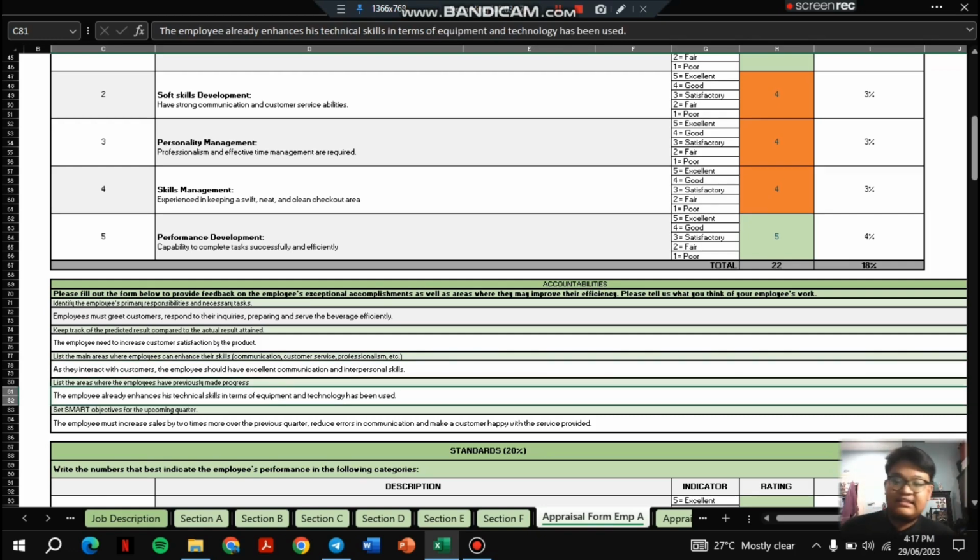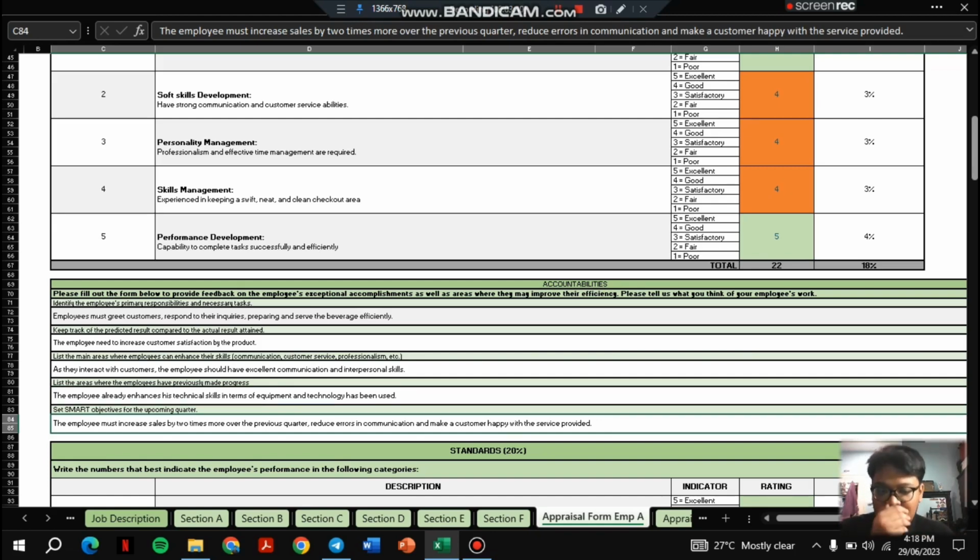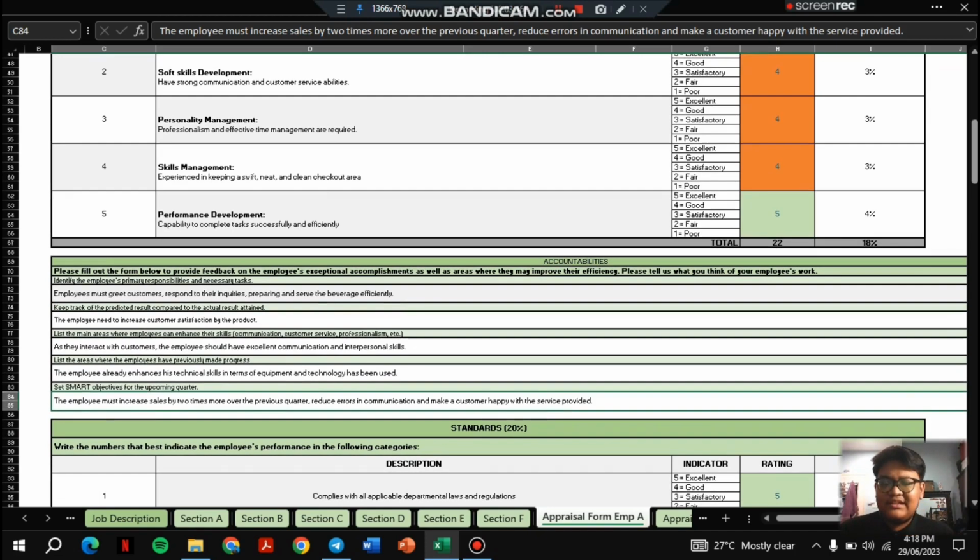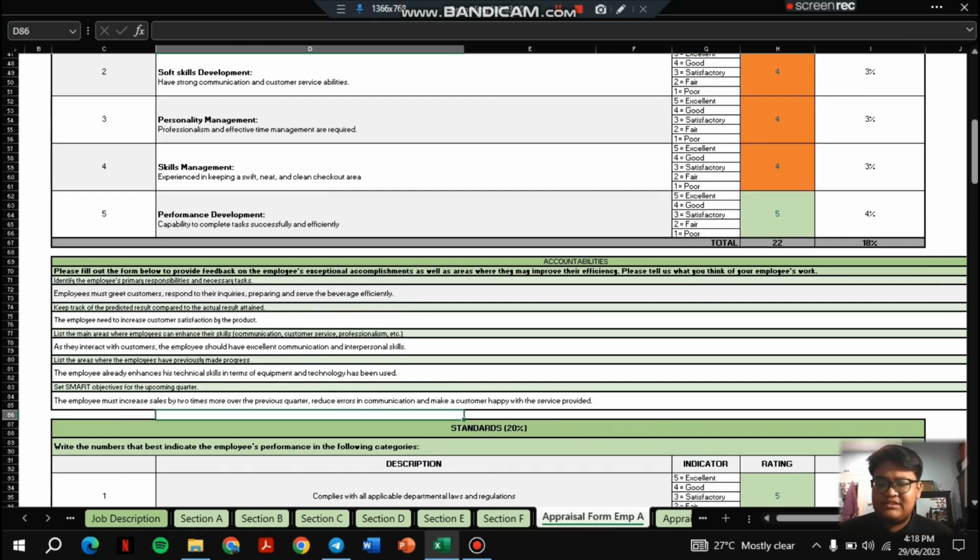For example, this is technical skills. Before this, this employee already improved their technical skills. Next is set SMART objectives for the upcoming quarter. This means the evaluator needs to predict or set goals, I'm sorry, the evaluator needs to set the objective for the employee.